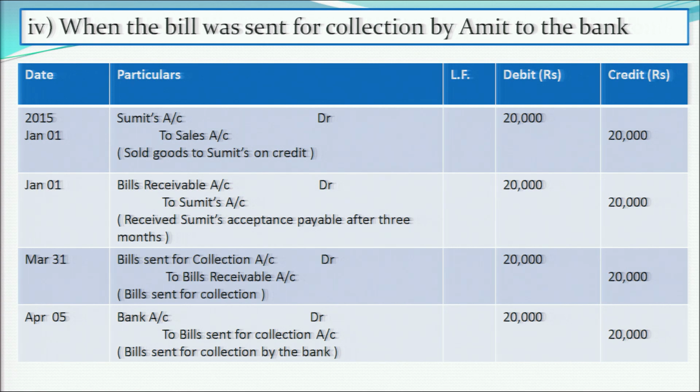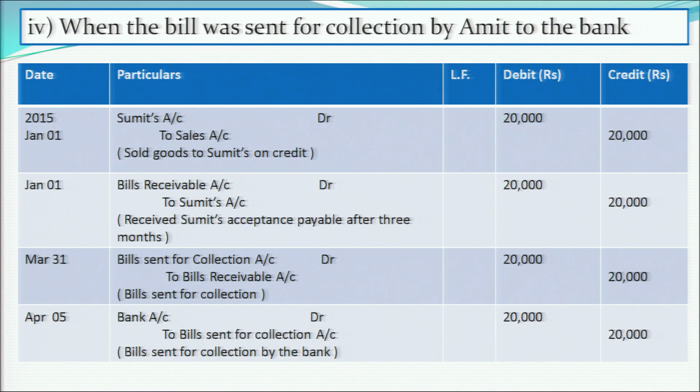Now on 5th of April, the bank has sent an advice. Okay, we have received your amount. On 4th of April, Sumit was supposed to pay, so he has done the payment. Now the bank has sent an advice. So what entry are we going to do? As the money comes from the bank, bank account debit to bill sent for collection. Why are we not doing bill receivable? Because we have done the bill receivable entry on 31st March only.